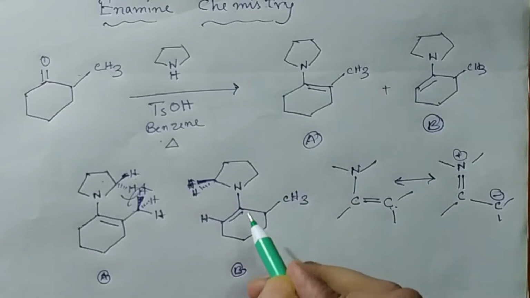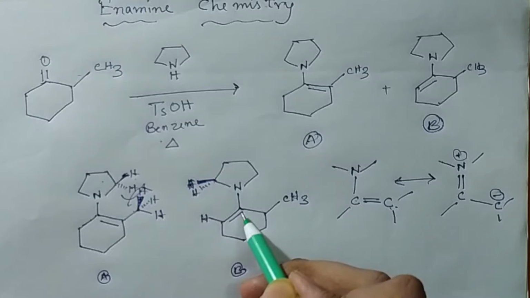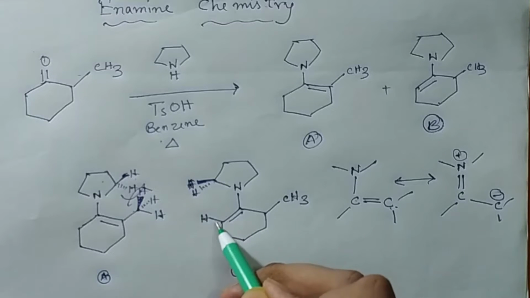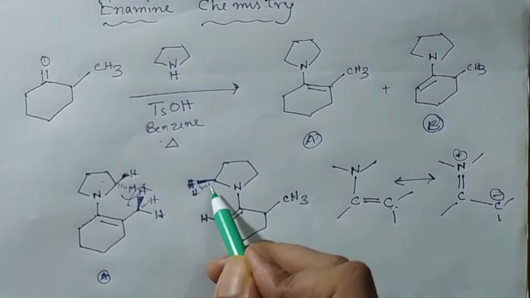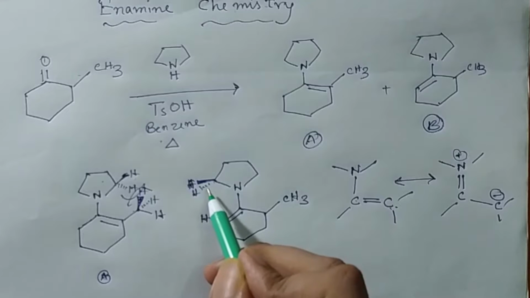But in the other case, if the enamine C=C double bond is formed on this side, there is only one hydrogen here, so that will not experience any steric hindrance with these hydrogens of the carbon.